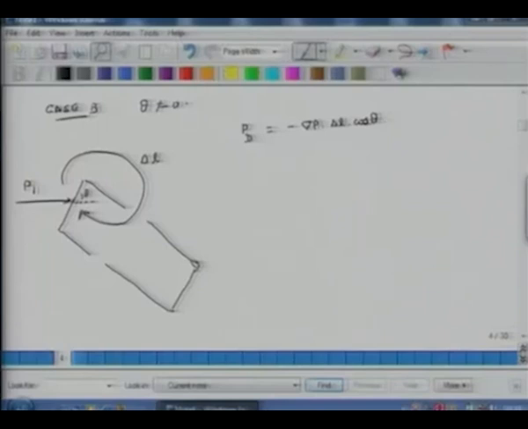Again, the standard things: the size, this dimension A, has to be small compared to the wavelengths we are going to measure. All that has to be clear. For theta equals 0, PD is maximum. For theta equals 90 degrees, PD is minimum, which is 0.